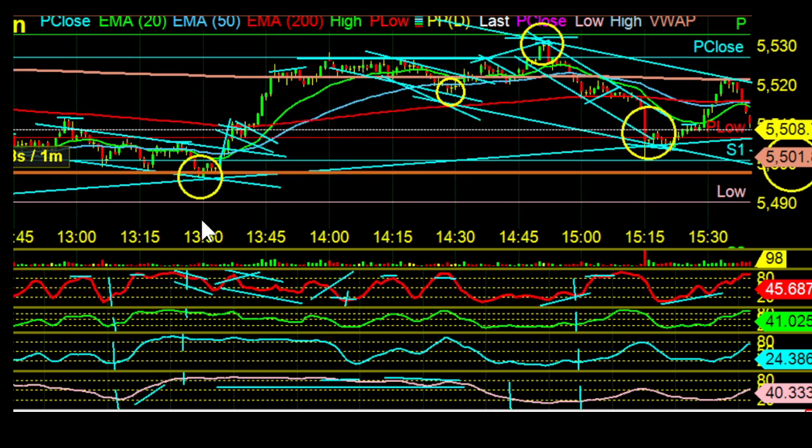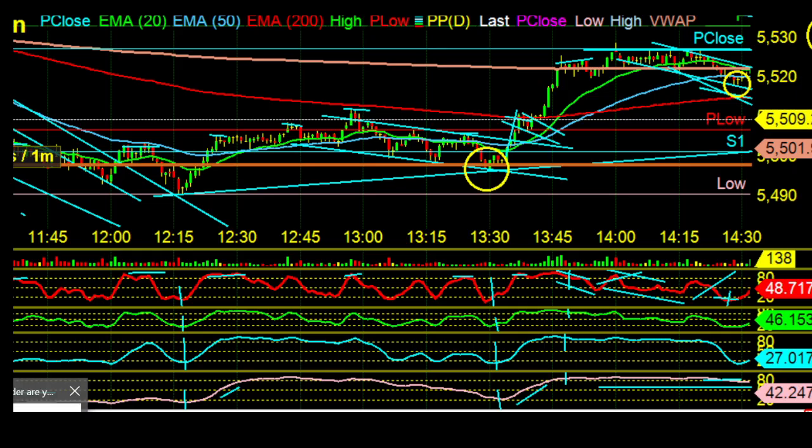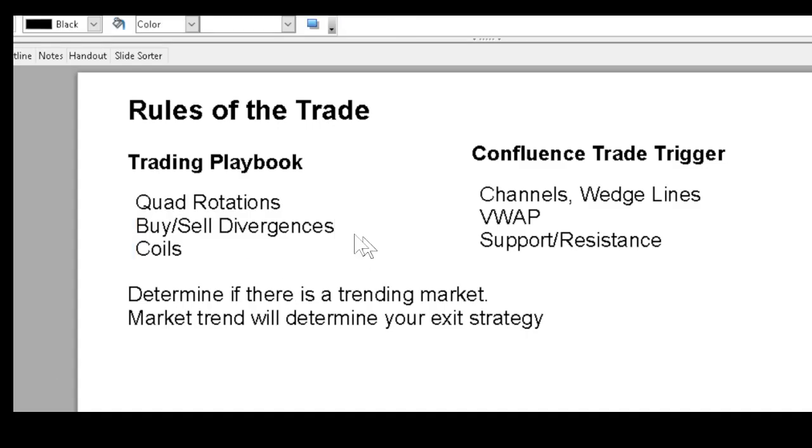So this is all about applying the rules, not over trading, not just going crazy. Wait for the quad, wait for a channel line. Go back to our line here, our important information. Wait for the quad rotation and the confluence trigger. That quad rotation should be on a channel line, wedge line, on the VWAP, quad rotation VWAP, or on a support and resistance line.